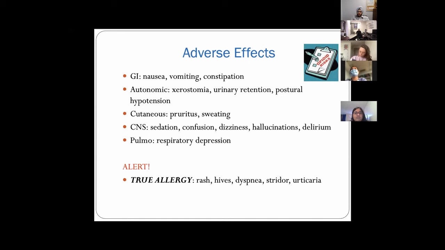So always try to explore, because for the most part, when you see it on Epic and it says allergy, and then you ask the patient what their allergy is, what they will say is, I have nausea, or I have vomiting, or I get itchy. And that in and of itself is not a true allergy.